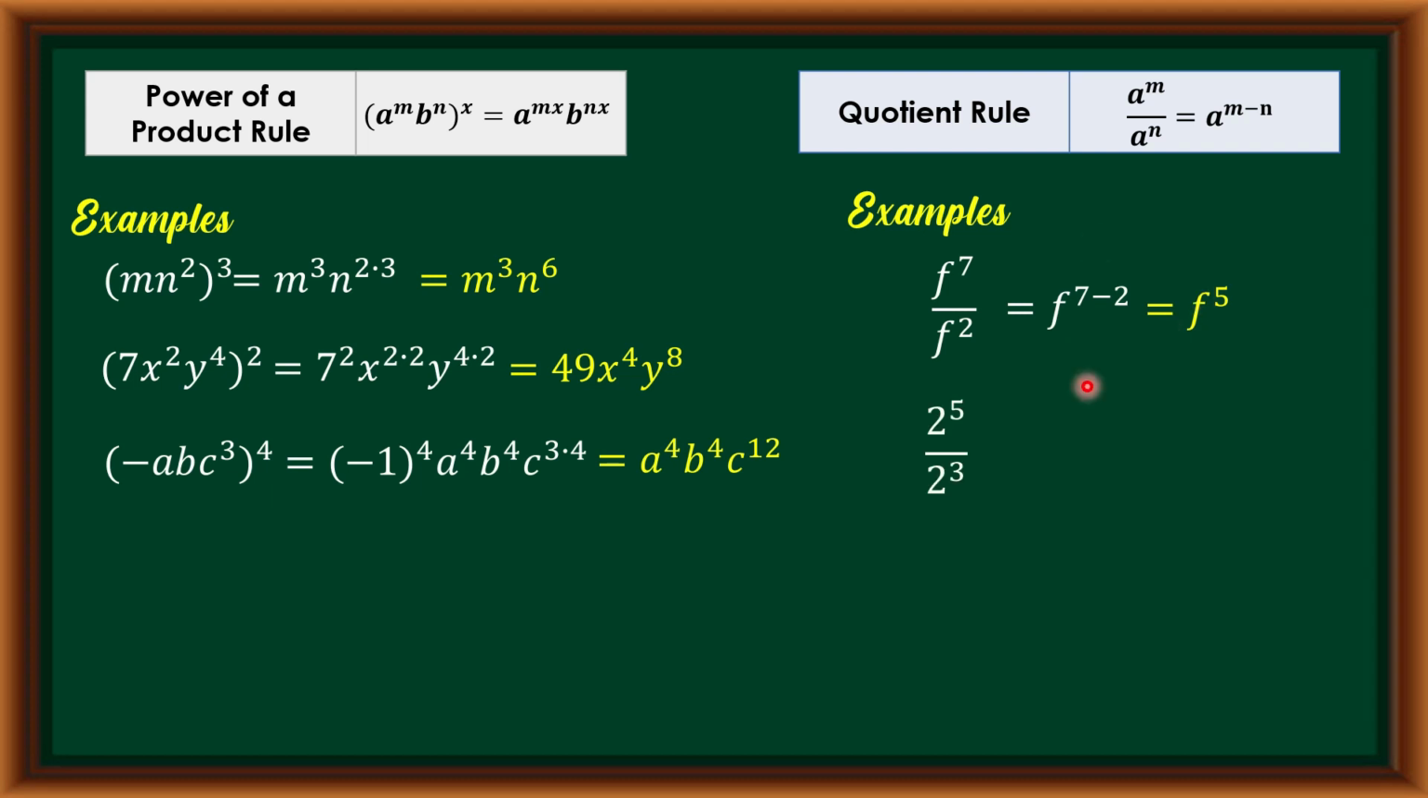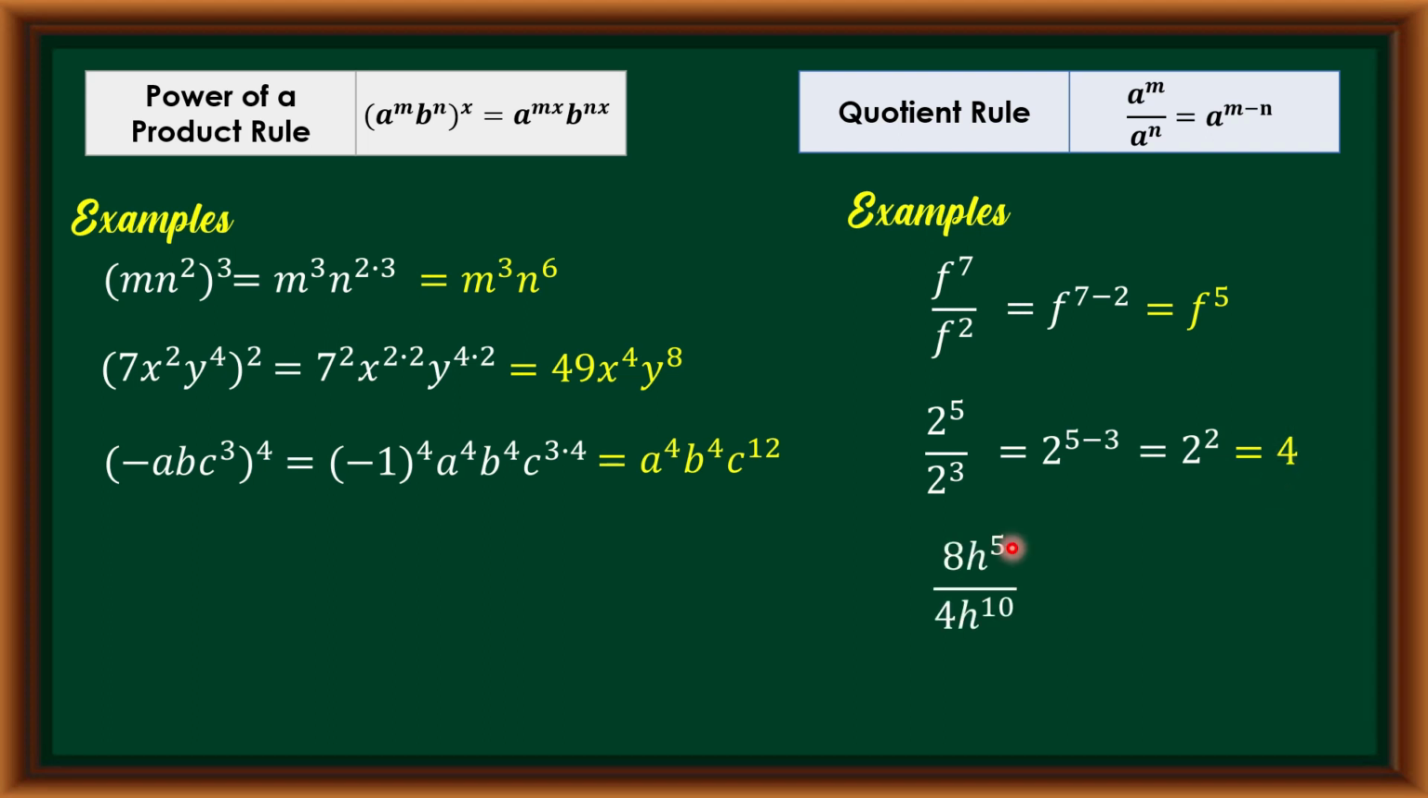Another example, 2 raised to 5 over 2 raised to 3. Since we have the same base here, let us subtract the two exponents. We have 2 raised to 5 minus 3, which means it is equal to 2 squared. And 2 squared is equal to positive 4.